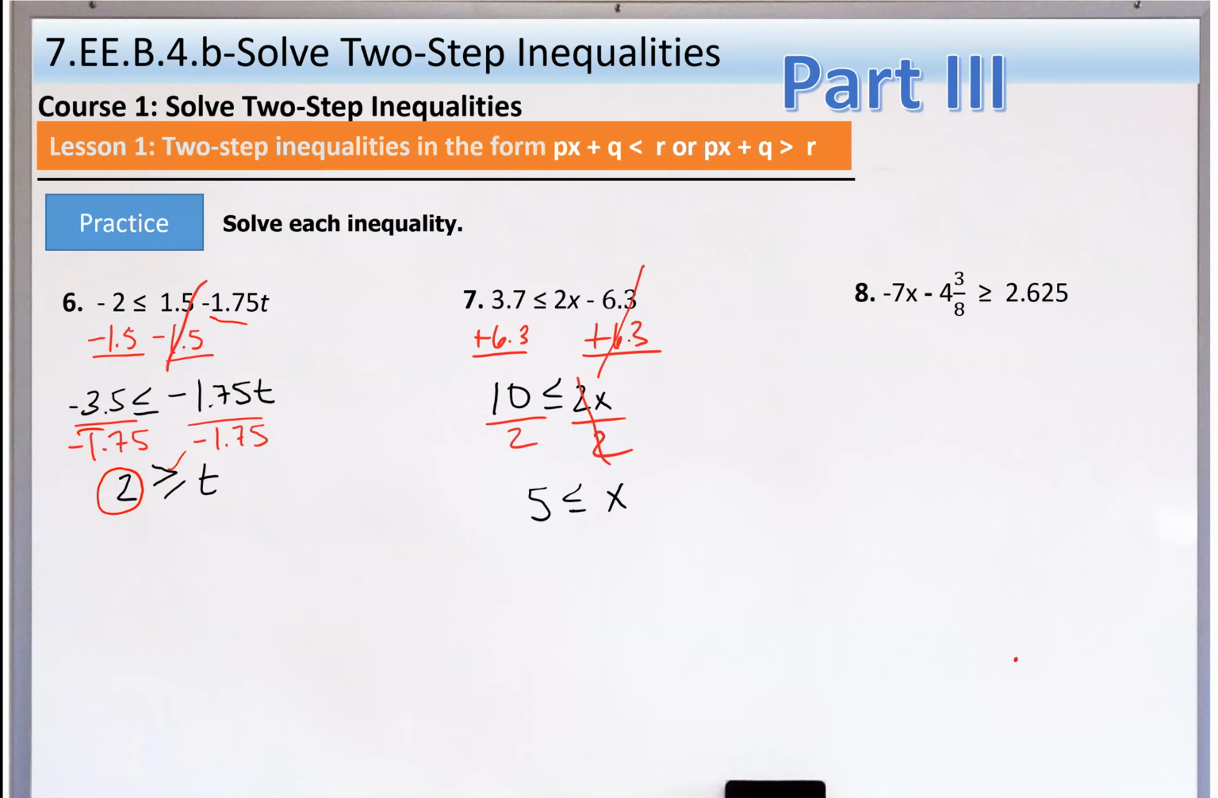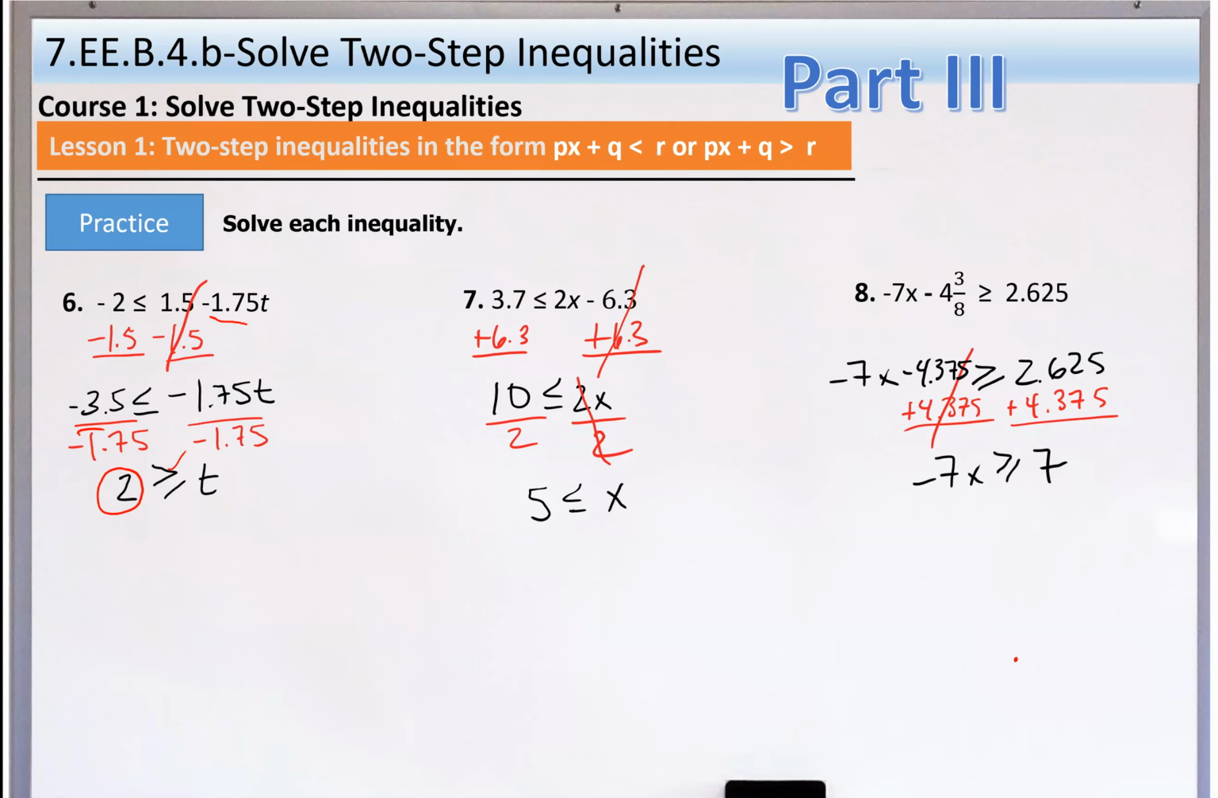Number 8, you have to know how to convert your decimals, because you could go either way on this one. You could convert 2 625 thousandths to a fraction, or convert 4 3/8 to a decimal. I know that 3/8 is 375 thousandths and 625 thousandths is 5/8. So I subtract 4 375 thousandths. I keep doing that. I add 4 375 thousandths to both sides.